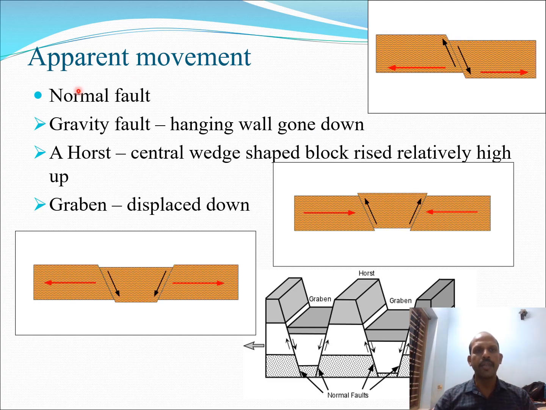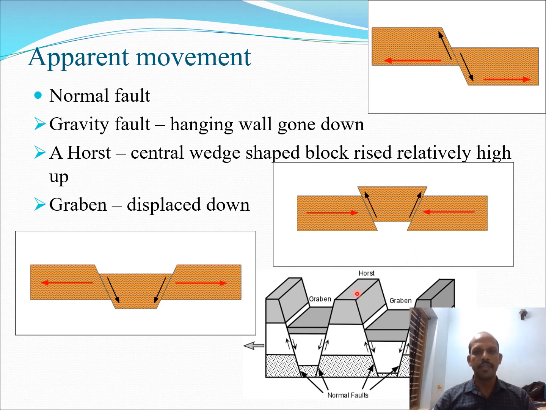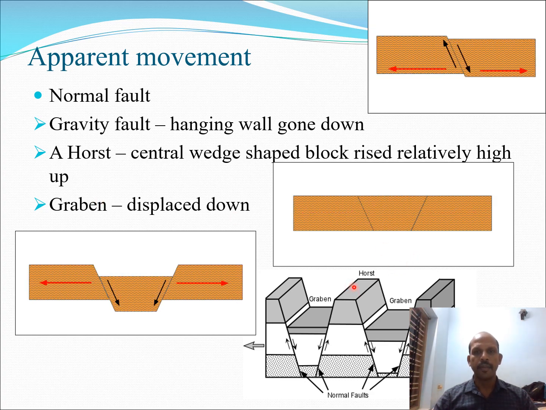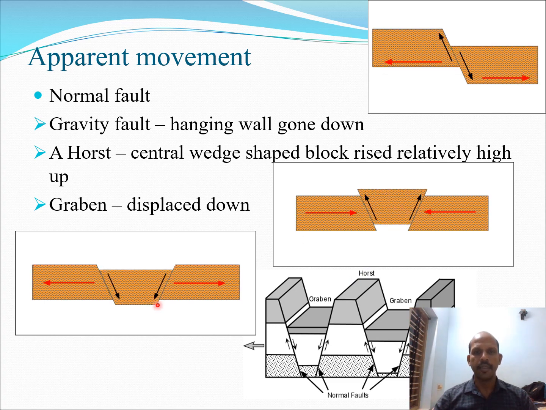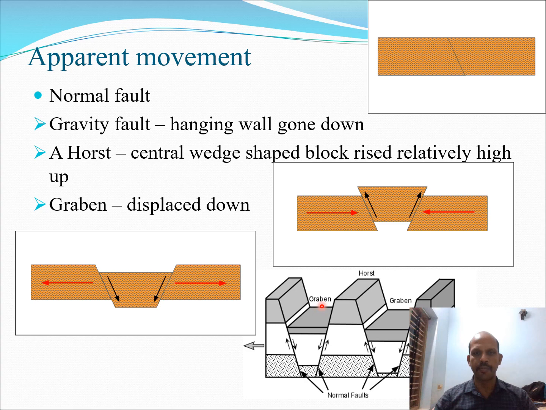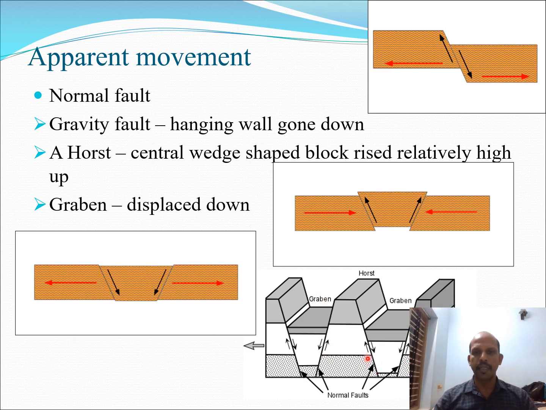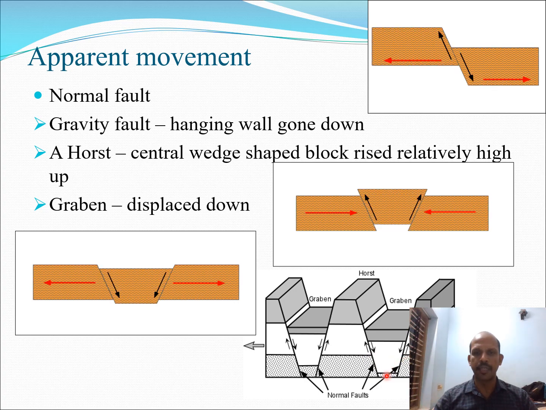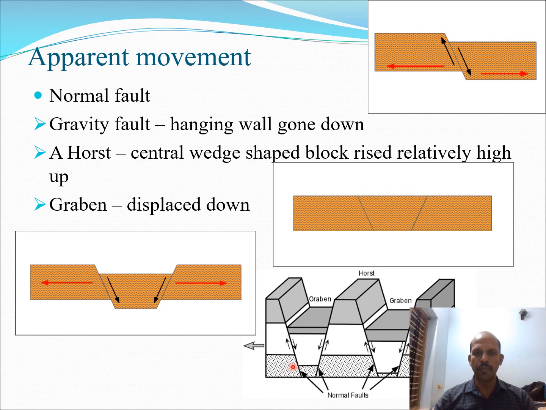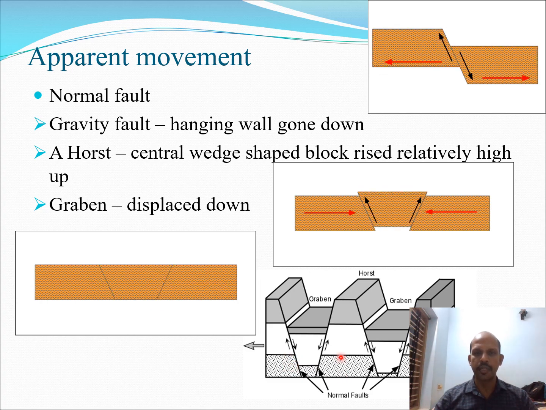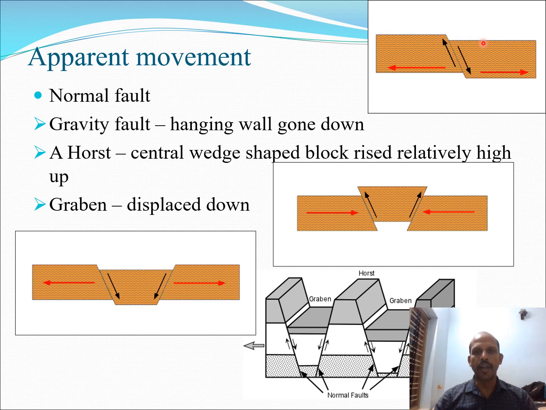Due to apparent movement, you have got normal fault, gravity fault, horst and graben. So horst is the topmost one. You can see here, this is a horst. Then this is graben, here you can see this graben. And slipping past one another, these blocks slip here. This dotted point is moving upwards, and here it's moving downwards, and it is known as a normal fault.